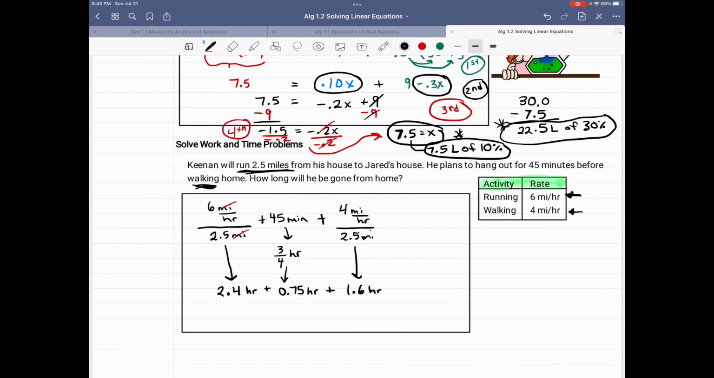And now we just need to add those together to figure out how long does he stay there. And we'll use the variable t to figure this out. So go ahead and add those numbers up, and you get 4.75, or 4 3/4 hours, 4 and 45 minutes, is equal to the time that he is gone from home.